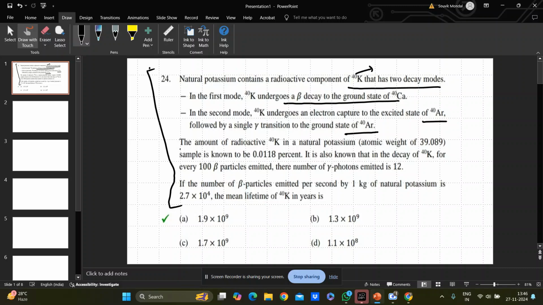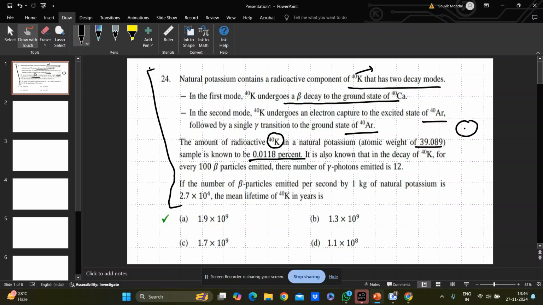Okay. So the amount of radioactive 40K in a natural potassium sample is known to be 0.0118%. So if you are given a natural potassium sample, this much percentage is the radioactive 40K. Others are not radioactive.